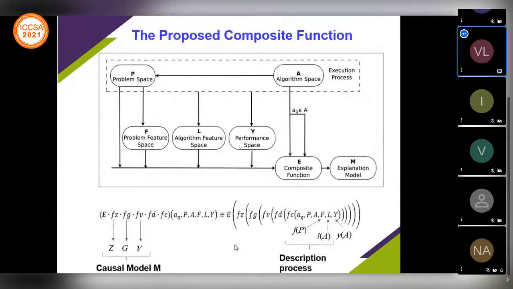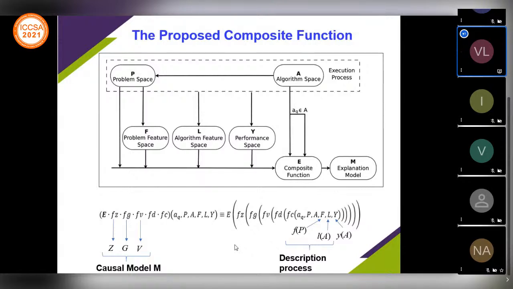So, in general terms, the composite function E consists of analyzing the experimental relation between the problem and algorithm, considering the space of features from problem P, the space of features L, and performance Y from algorithms during execution, for discovering latent knowledge about this relation represented by explanation model M.